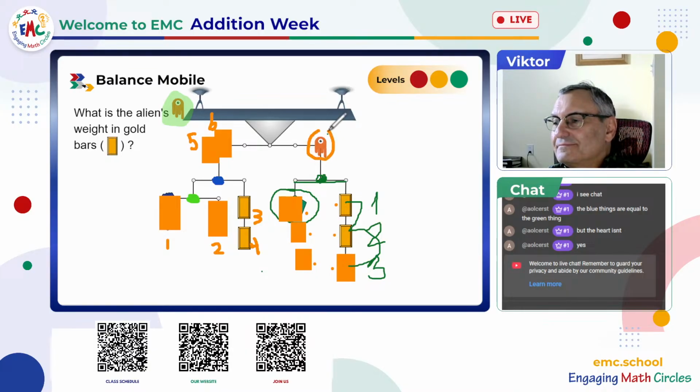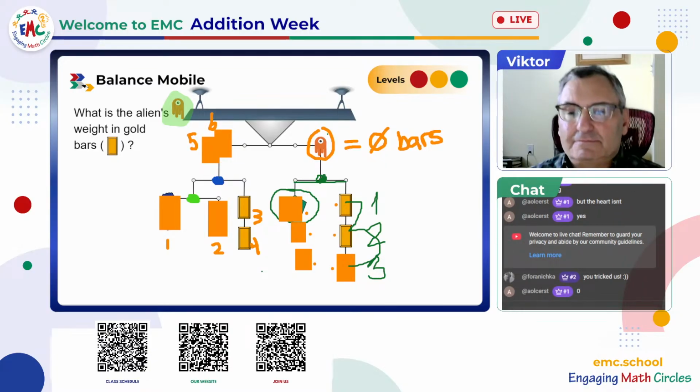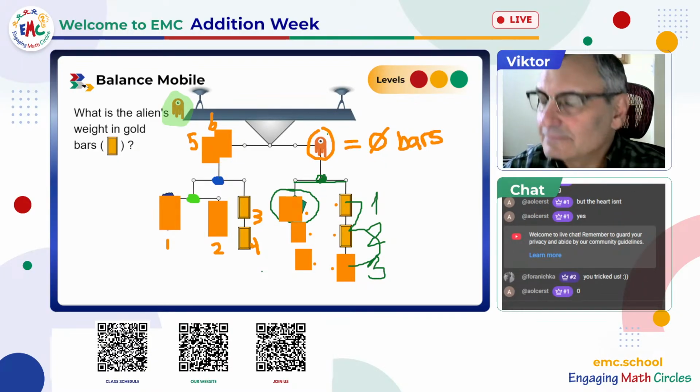So what does the alien weigh? It shouldn't weigh anything. It weighs nothing. So the alien weighs 0 gold bars. It was a connection point with no weight on it. Now, in real physics, where they are located would change it a bit, but we're using a little bit. I did trick you. Yes, I did. I tricked you good.